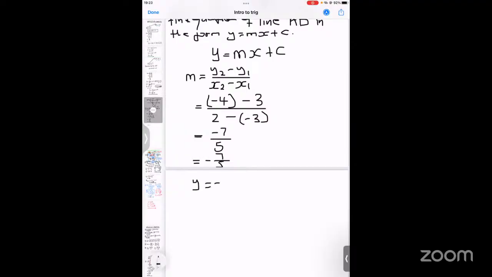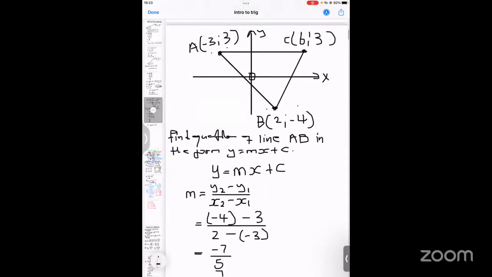Then I have y equals -7/5 x plus c. Then I will need to choose a point between those two. It looks like there's no easy point because in each point there's a negative coordinate. So it might be easier for me to just choose a point.